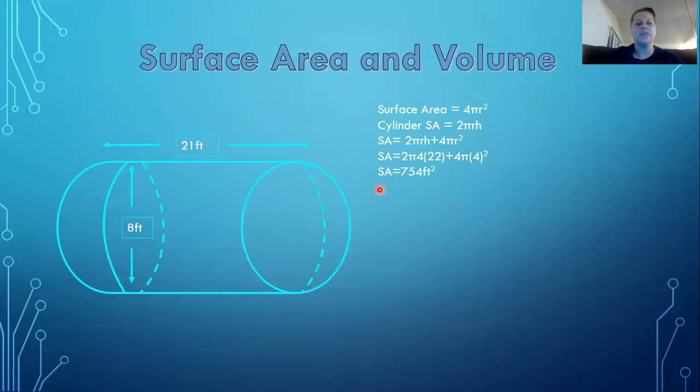See, this is the big circle, and we see that the height or the diameter from one side to the other is 8 feet. So half of it would be 4. So we would just want the 4 as our radius, which gives us the surface area of 754 feet.